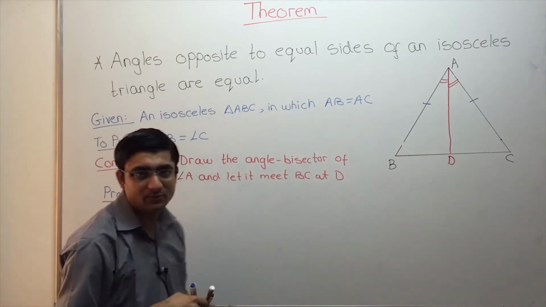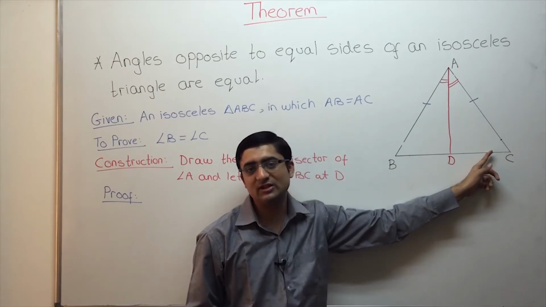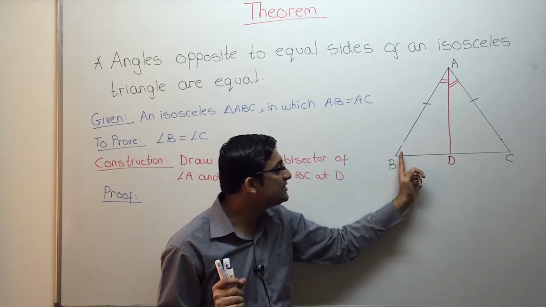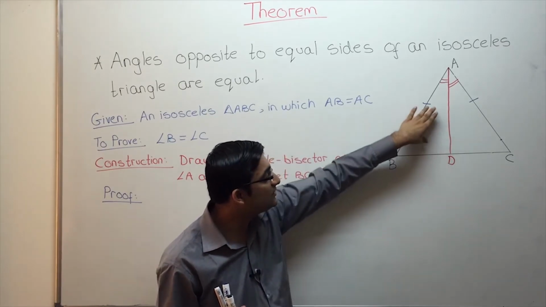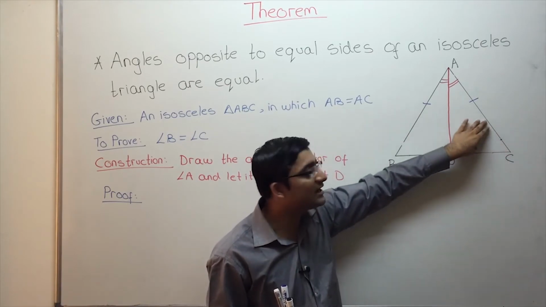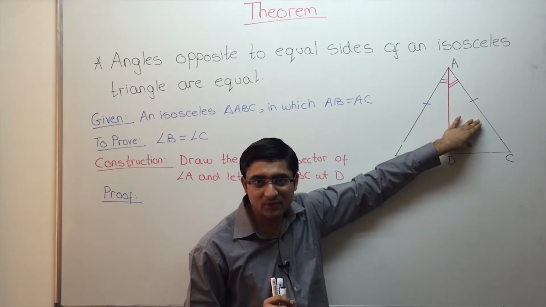So see, what do we have to prove? We have to prove these two angles are equal. So how do I prove these two angles to be equal? Look for triangles which have these angles as their part. So which is a triangle which has angle B as its part? Triangle ABD. Which is a triangle which has angle C as its part? Triangle ADC. So if I can prove these two triangles to be congruent, my job will be done, right?